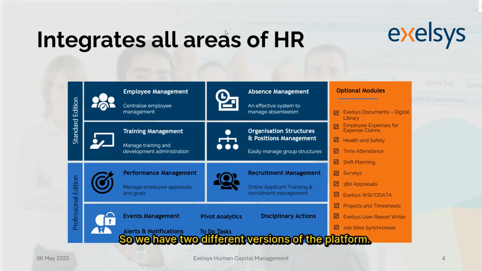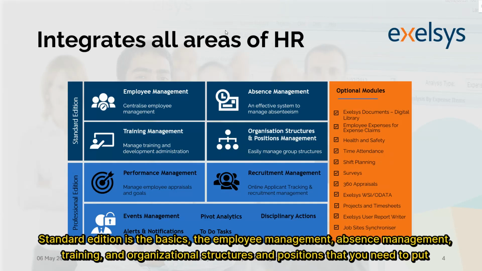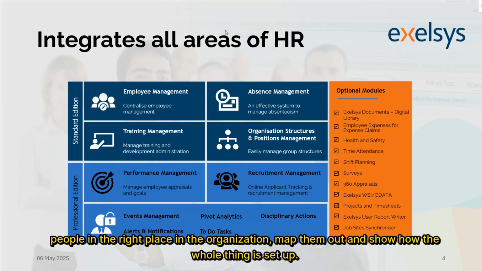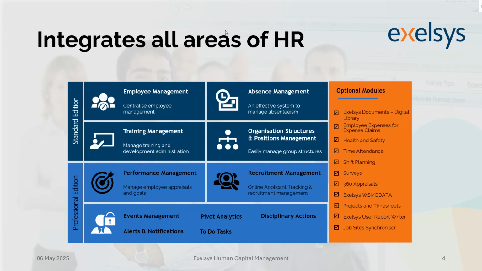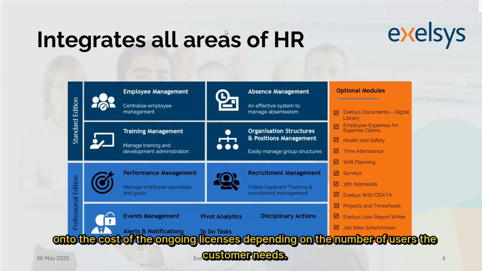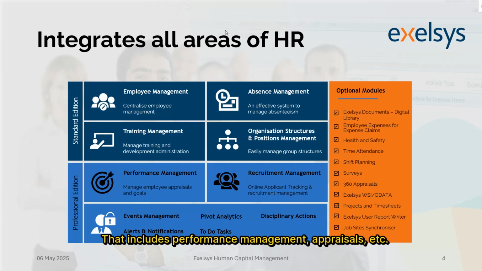So we have two different versions of the platform. Standard edition is the basics, the employee management, absence management, training, and organizational structures and positions that you need to put people in the right place in the organization, map them out, and show how the whole thing is set up. You can then move to professional edition for a higher annual cost per user per year. And that adds an extra maybe 30% onto the cost of the ongoing licenses, depending on the number of users the customer needs. That includes performance management, appraisals, etc.